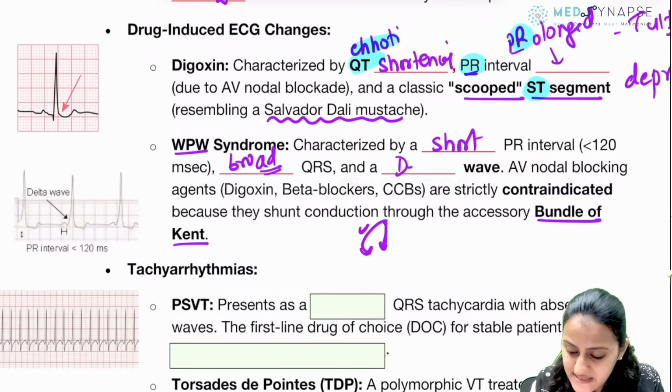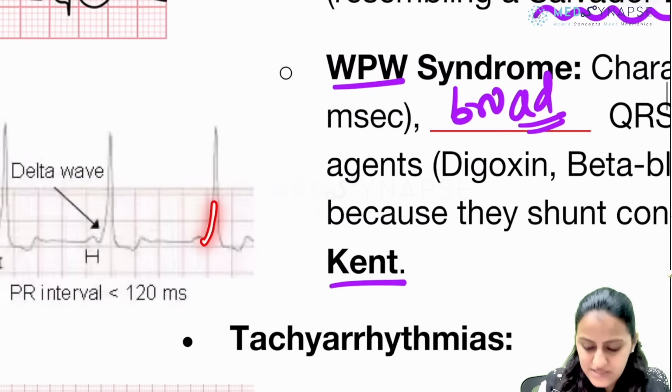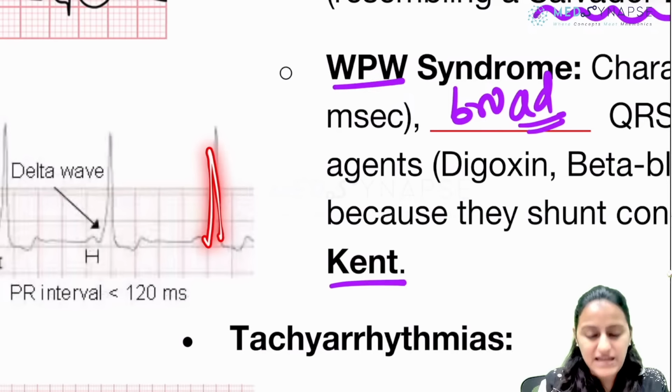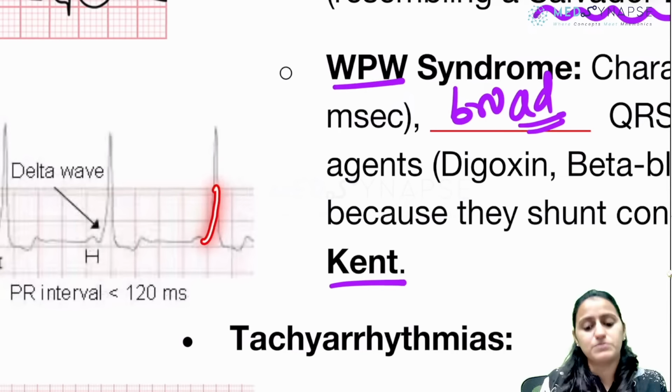And what wave is there? It is delta wave, right? The upstroke is not sharp in the QRS. You can see this slope-like thing in the QRS. It is not going straight like this. It is going like a slope, that is called delta. Okay, so short PR, broad QRS and delta wave is what you have in WPW.